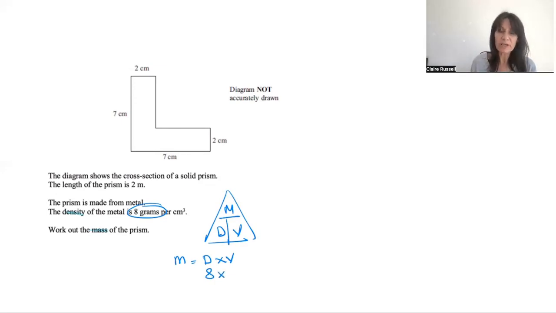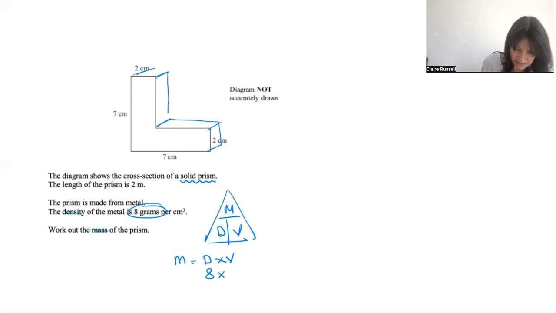And this is quite common. So what I actually need to do is get the volume. When I go back and look at my diagram, it doesn't look like a 3D shape. So they've been quite mean with this question. It is a 3D shape because they've told you it's a solid prism and that we're just looking at the cross section. So we're kind of looking at that front face only. They said the length of the prism is 2 meters. So actually, sorry, yeah, let me just do that. So that is actually our solid.